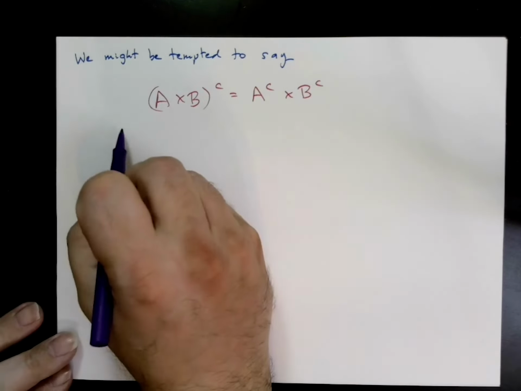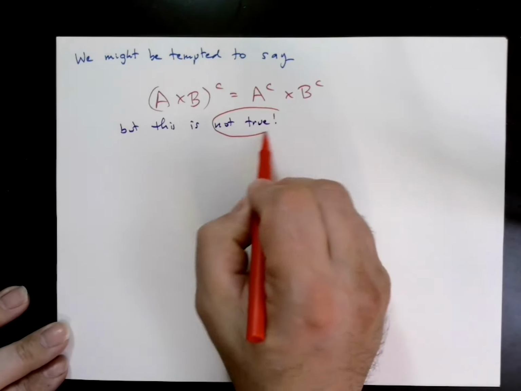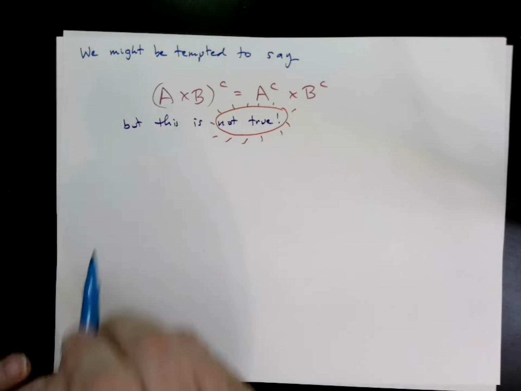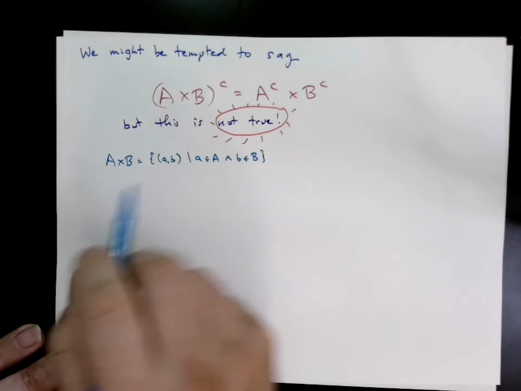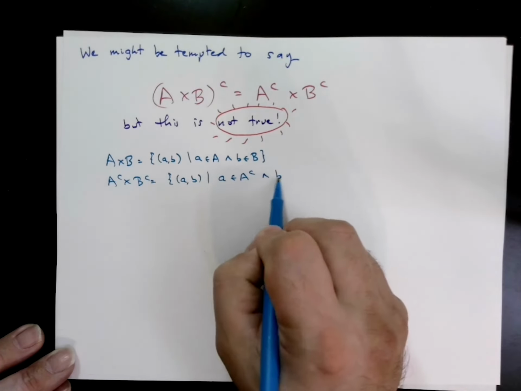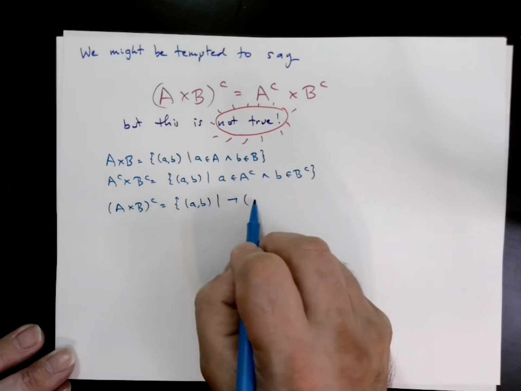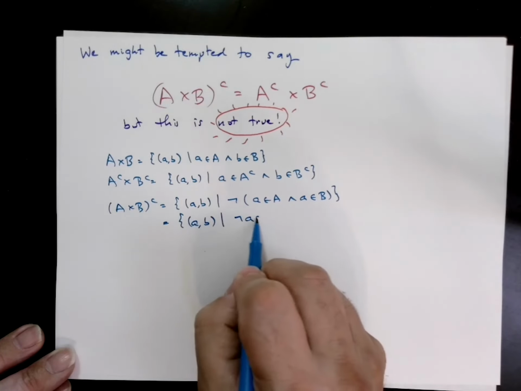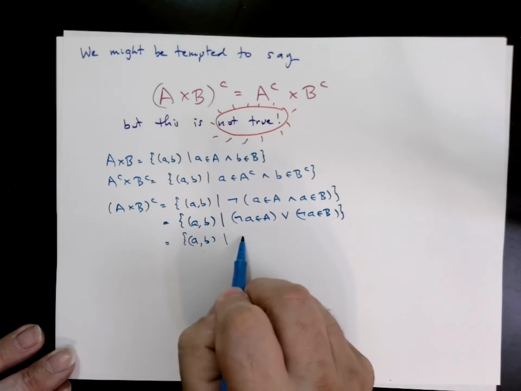For example, note that A times B is all of the pairs where the first component is in A and the second component is in B. On the other hand, the complement of A times B is the set of pairs where it is not true that the first component is in A and the second component is in B, but using De Morgan's laws, this is the set of points such that the first component is not in A or the second component is not in B. Whereas A complement times B complement is the set of points where the first component is not in A and the second component is not in B.